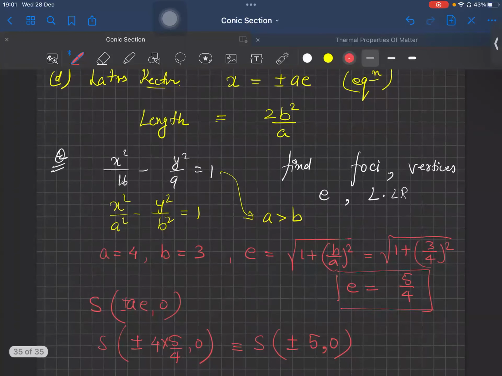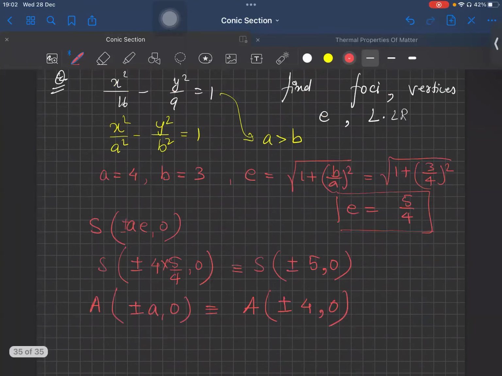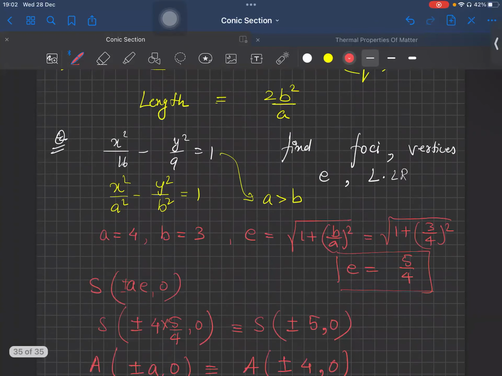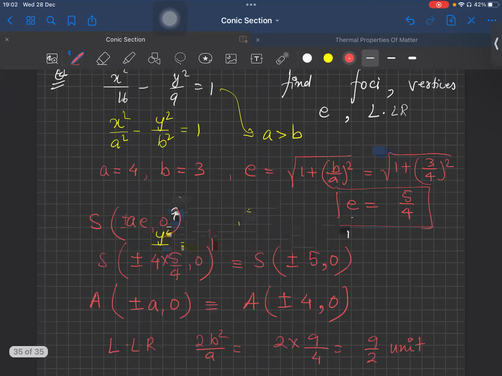Now the vertices. Vertices means A and A dash, that is plus or minus a comma 0, so plus or minus 4 comma 0. And what else? Length of latus rectum. That will be 2b squared upon a. So 2 times 9 upon 4. This will be 9 by 2 units. Got it? So that's how you will calculate all the values.